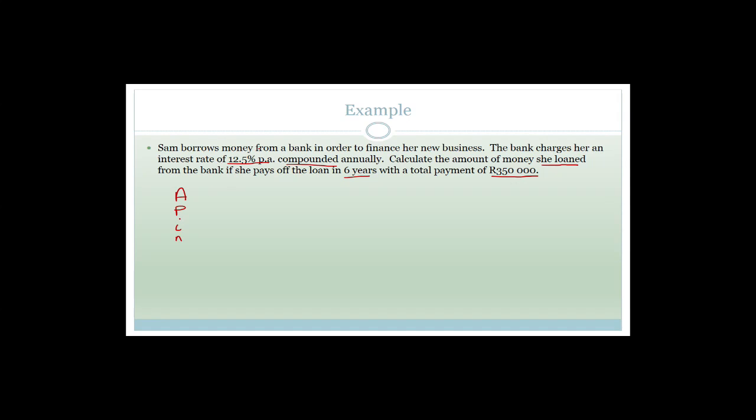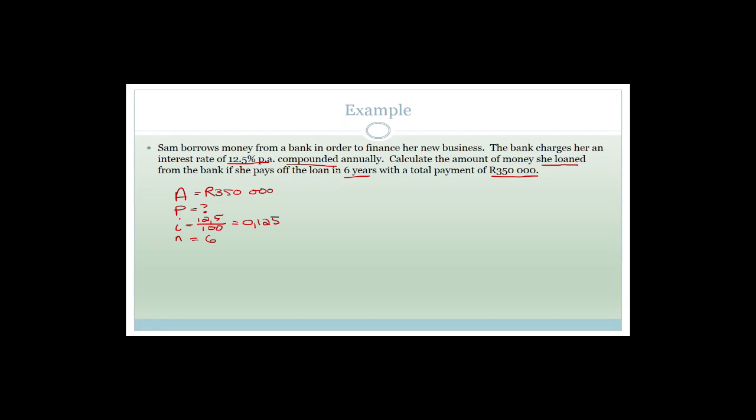Okay, since she borrows money from a bank, the bank charges an interest rate of 12.5%. So that's 12.5 divided by 100, which is 0.125, right? It's compounded annually, which is cool because we're paying it off in 6 years. So therefore that is a six. It says calculate the amount of money she loaned. So we need to work out the principal if she made a total payment of 350,000. So that is the amount she paid, was 350,000.